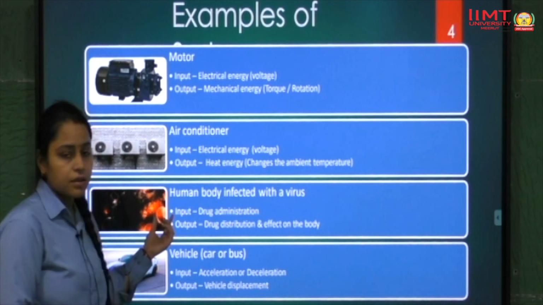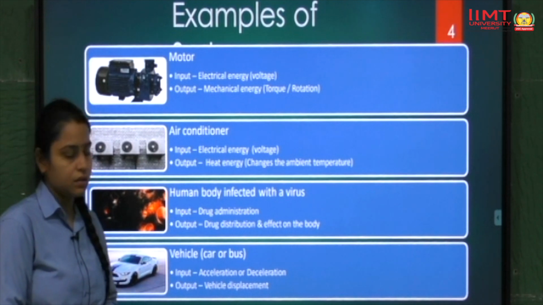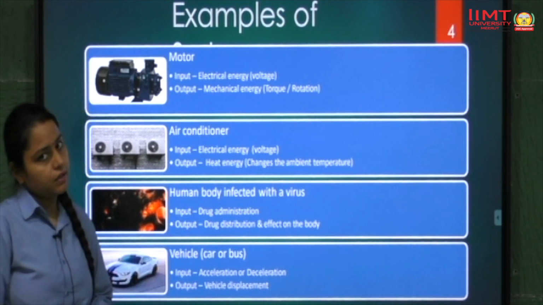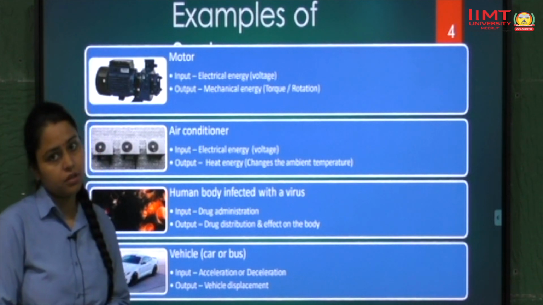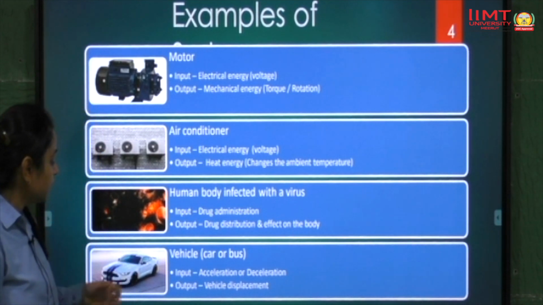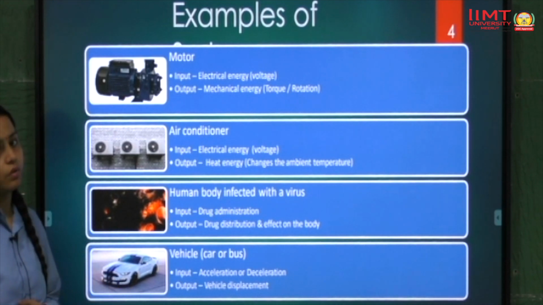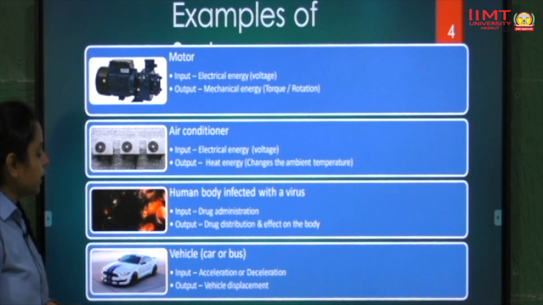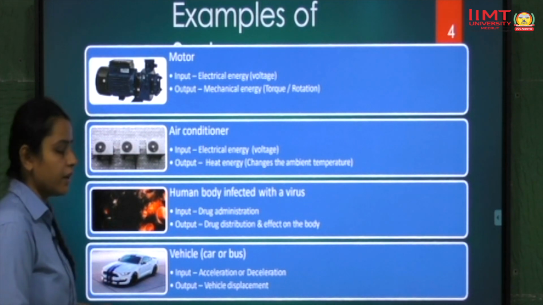Another example is the human body infected with a virus. Input could be a drug administration, and output is the drug distribution and effects on the body. Another example of a control system is a vehicle, that could be a car, bus, bike or cycle. In this, input is the acceleration or deceleration and output is the vehicle displacement.